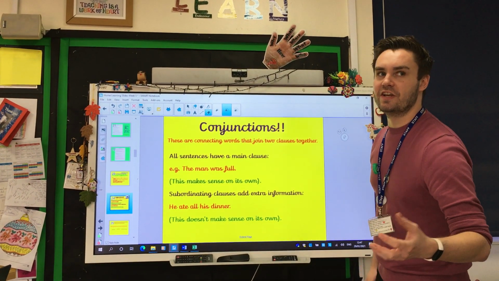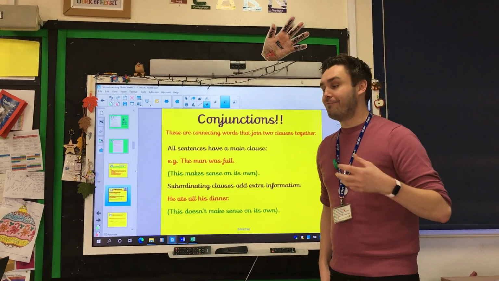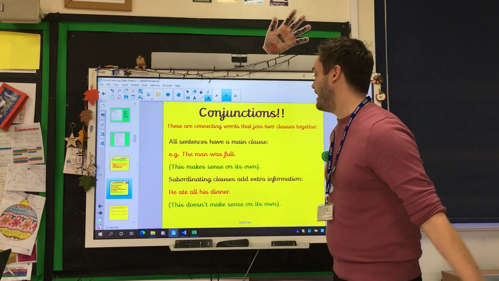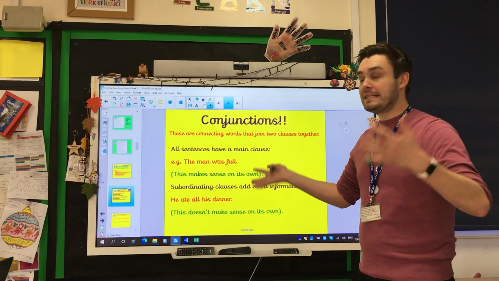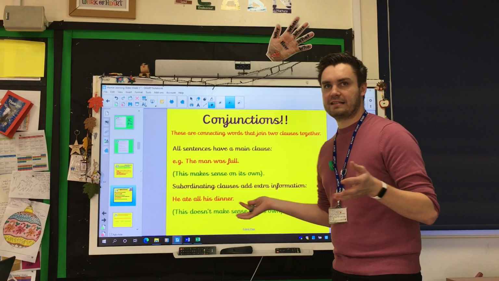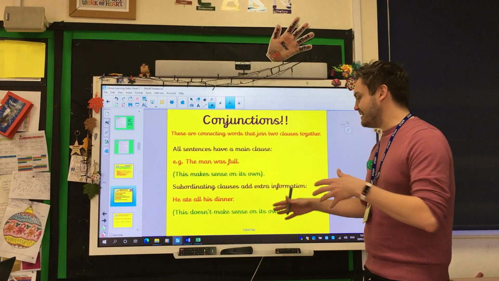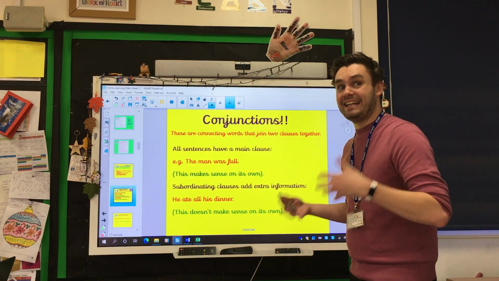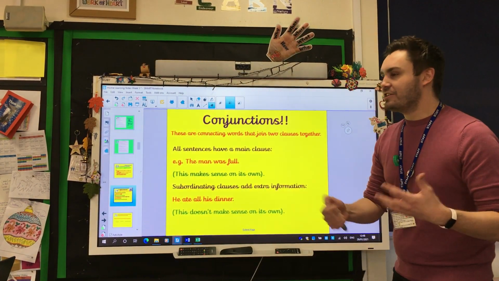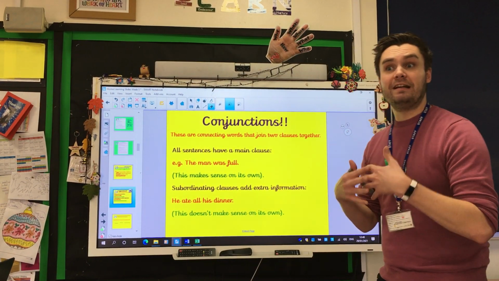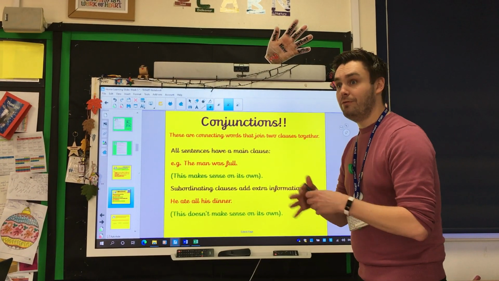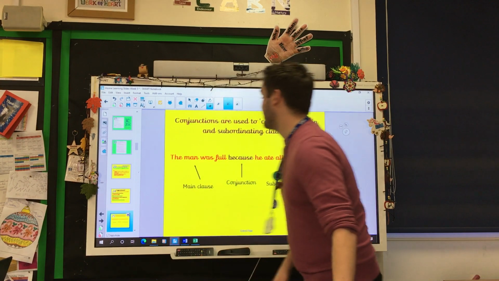So conjunctions. Hopefully, you have reminded yourself that conjunctions are connecting words. They bring things together like that. So you might start a sentence with a main clause by saying the man is full. Okay, that can make sense on its own. But subordinating clauses are there in sentences to add extra information. He ate all his dinner. Conjunctions do a wonderful thing. They bring it all together.